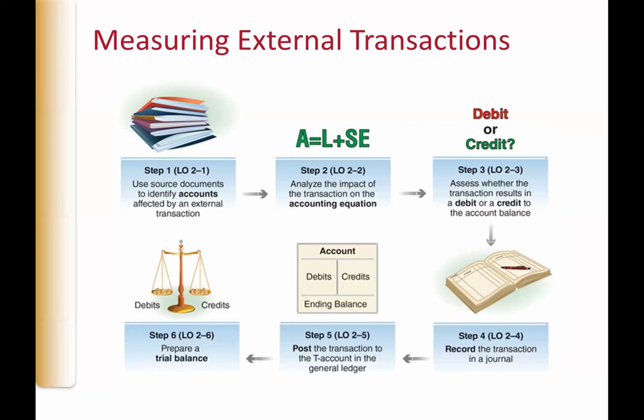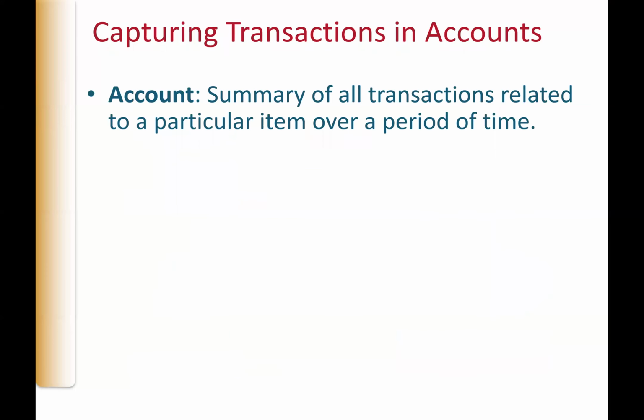Again, get source documents to confirm what we're doing. See how it fits into the accounting equation. Learn about debits meaning left, credits meaning right. We'll record it in a journal. We'll post that transaction, and then we prepare a trial balance.